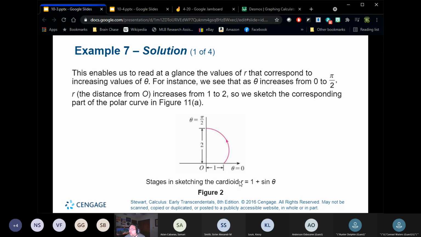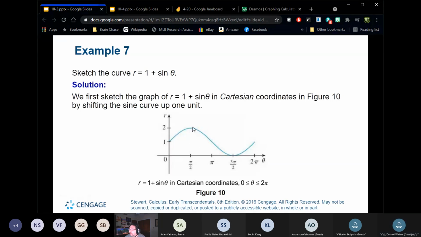If we look at just the first part of it, this is what the graph would look like. At theta equals 0, I'm at 1. And as I get up to theta equals pi over 2, I get to 2. So my radius is getting bigger and bigger as I go up. Does that make sense? Yeah. All right. So that was this part right here.